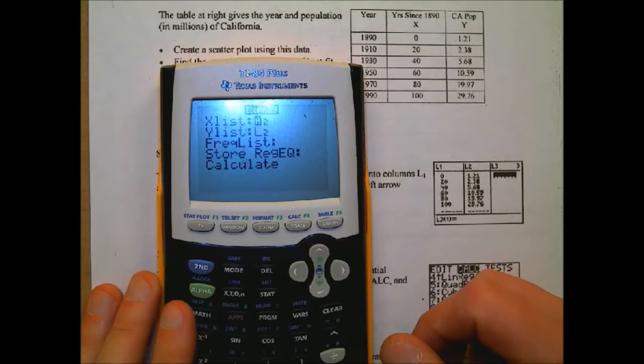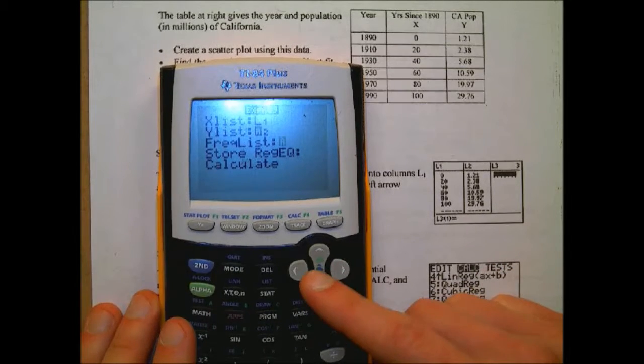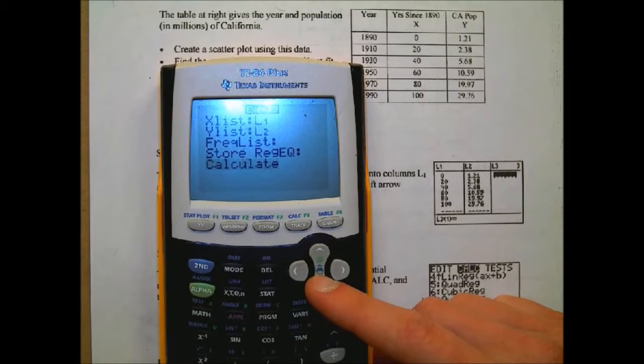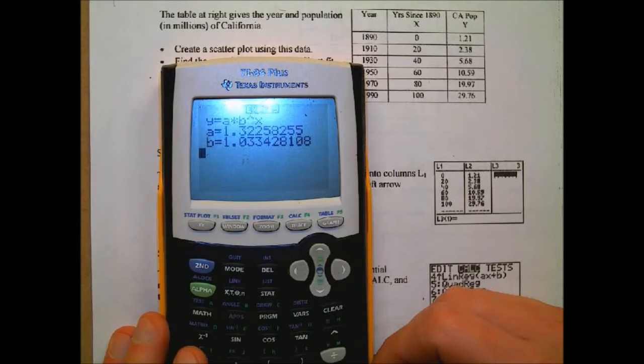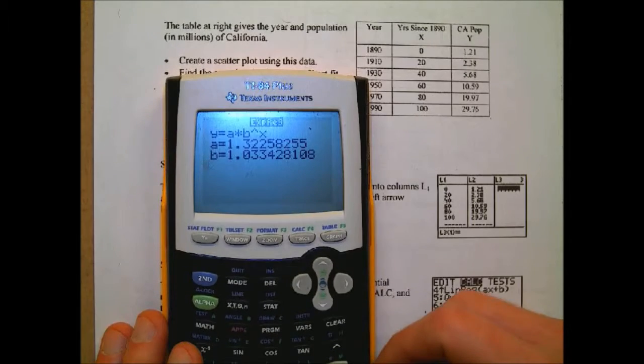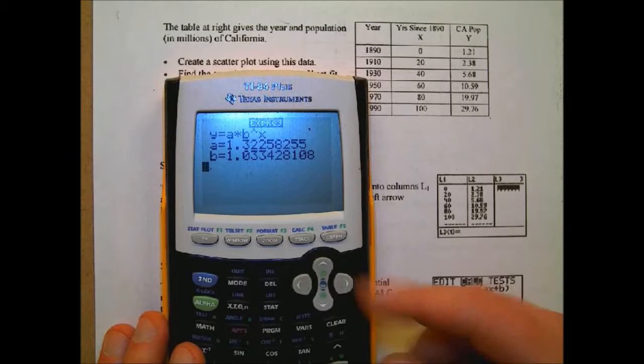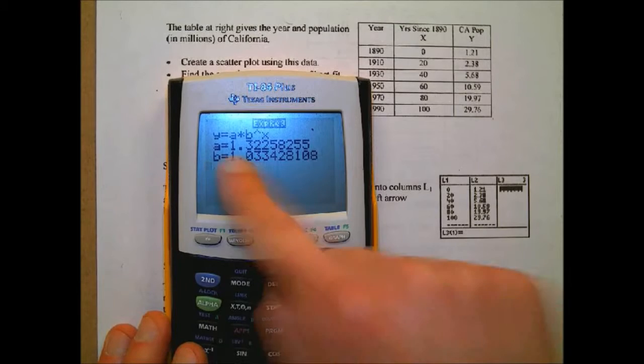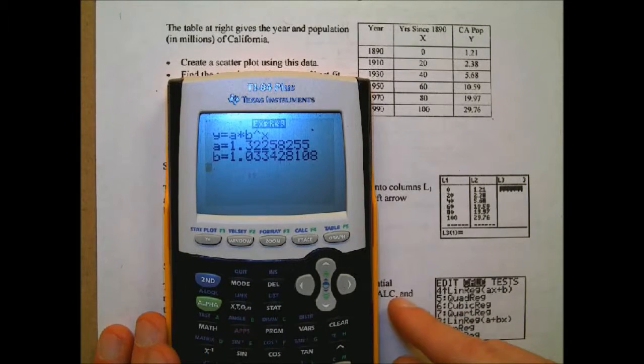Ooh, that's weird that did that. Okay. You should have L1 for your X list, L2 for your Y list, or for those of you that don't have this weird menu, you can just hit enter and it should work. Okay, and you should get this. Okay, I got my A value to be 1.32258255, and my B value to be that. If you got something different, that means you maybe mistyped a number, so go back and check your numbers.